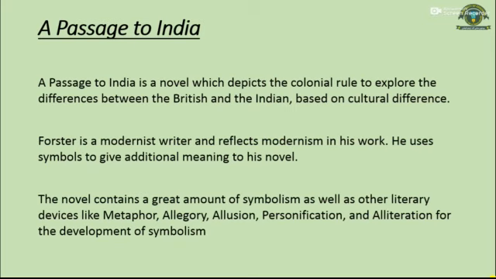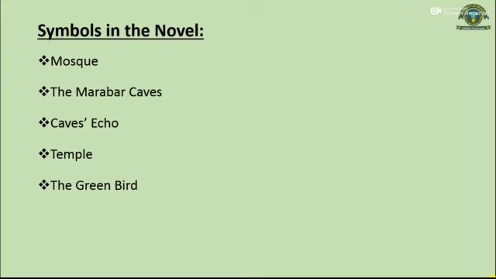So he uses the notion of symbolism in different forms. Let's see what those forms are. As we already know, this work is divided into three sections. The first one is the mosque. The second is the fictional Marabar Caves, which in reality depicts the Marabar Caves, and the caves and the caves' echo are both interlinked. And the third one is the temple.